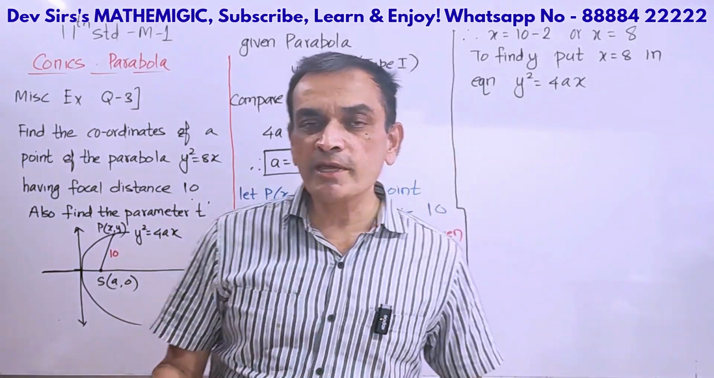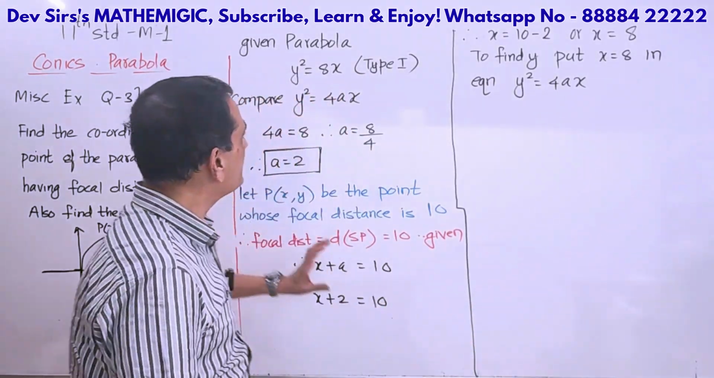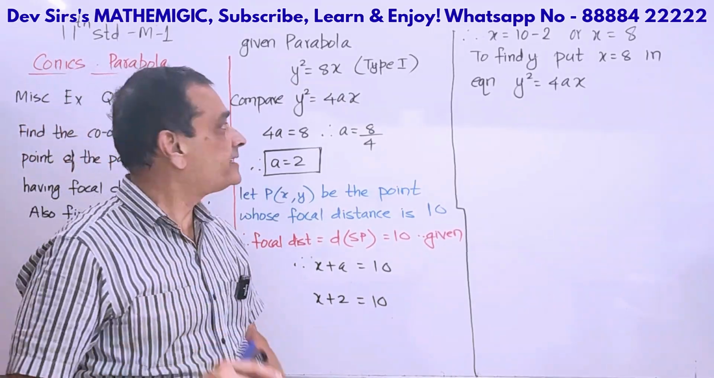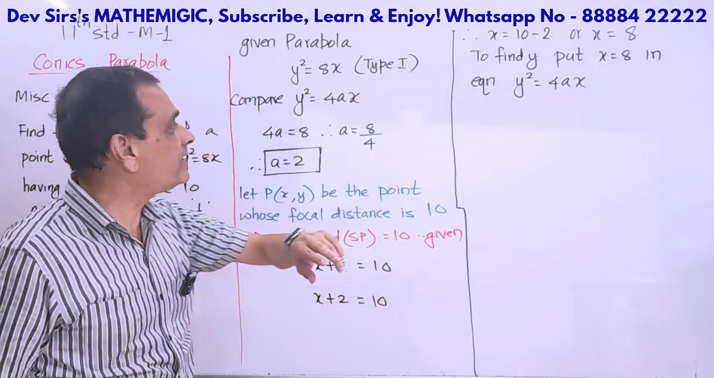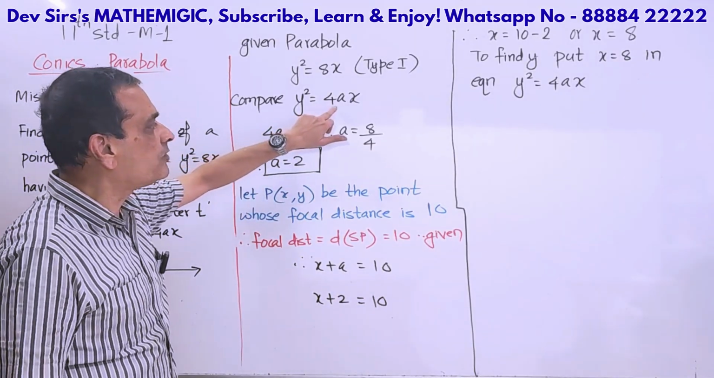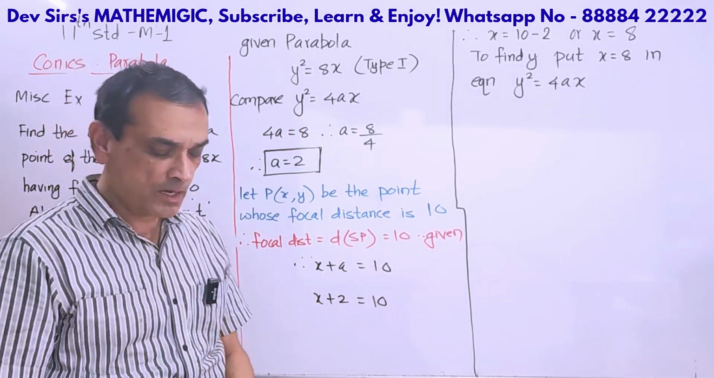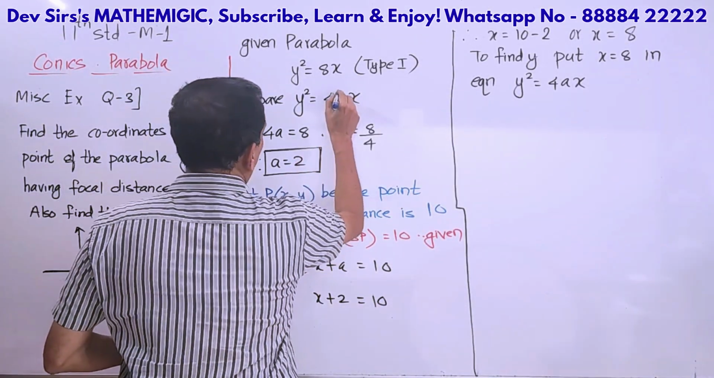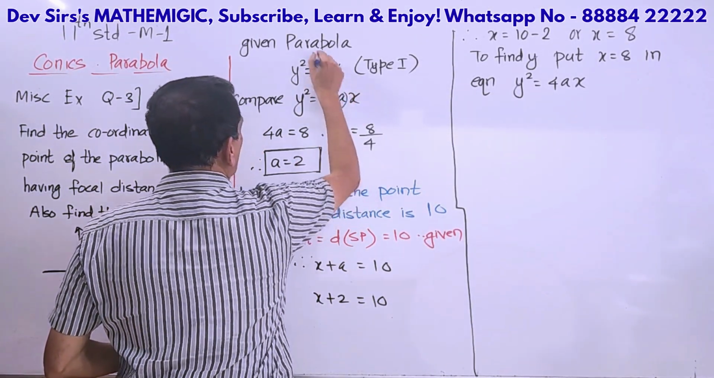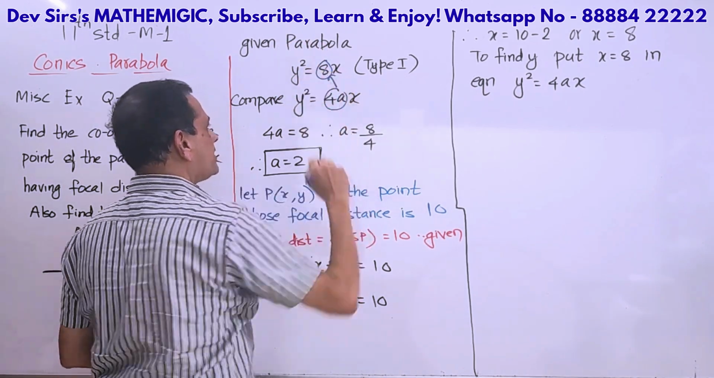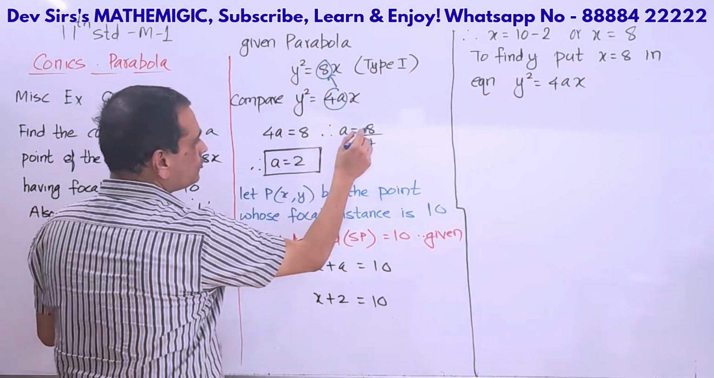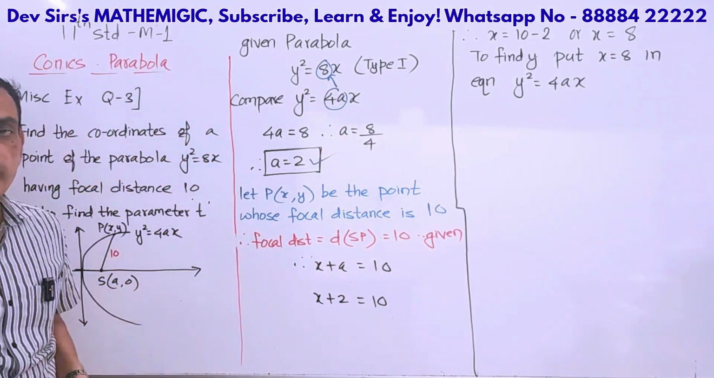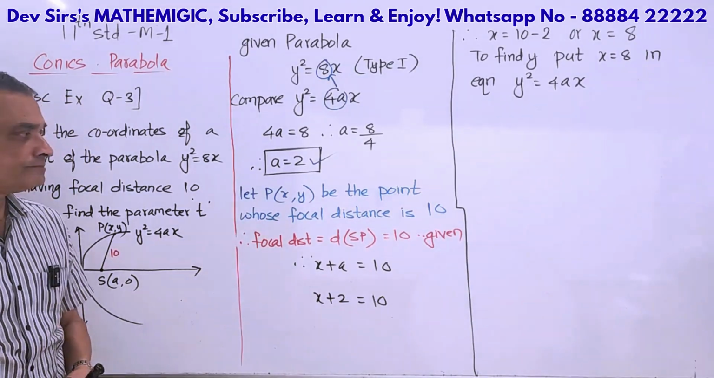So how do we begin such parabola problems? Always write the given equation y squared is equal to 8x. Now it is type 1, so we compare with type 1 formula, y squared is equal to 4ax. Now what? Always get the value of a. 4a equal to 8, compare. 4a equal to 8, so a is equal to 8 upon 4, that is 2. Always get the value of a first. a equal to 2. Clear?